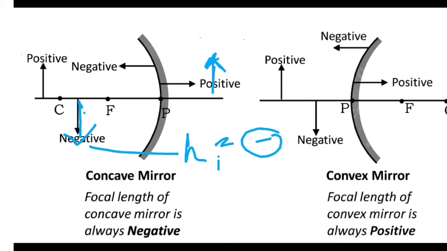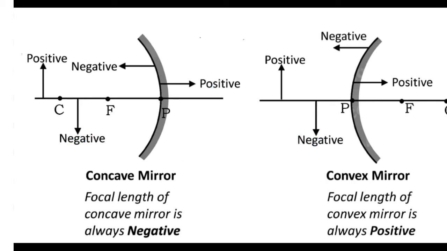Though it is on the right side, it is in the upward direction, so we have to take it as positive when it is in the upward direction, height. These are the sign conventions we have to follow when we are solving numerical problems.